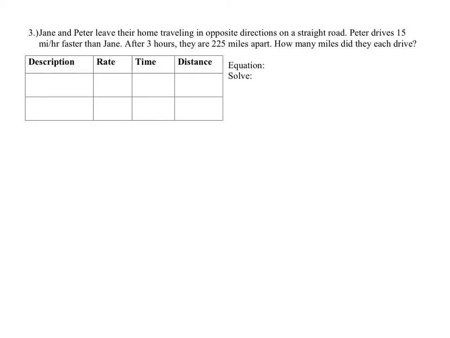So, I'm not going to worry about the question right now. What we're going to worry about is filling out this chart. So the description, who are we talking about? Jane and Peter. So let's write in Jane and Peter. And then let's read what's happening. They leave their home, and they're traveling in opposite directions. I'm just going to visualize this. They're traveling in opposite directions on a straight road.